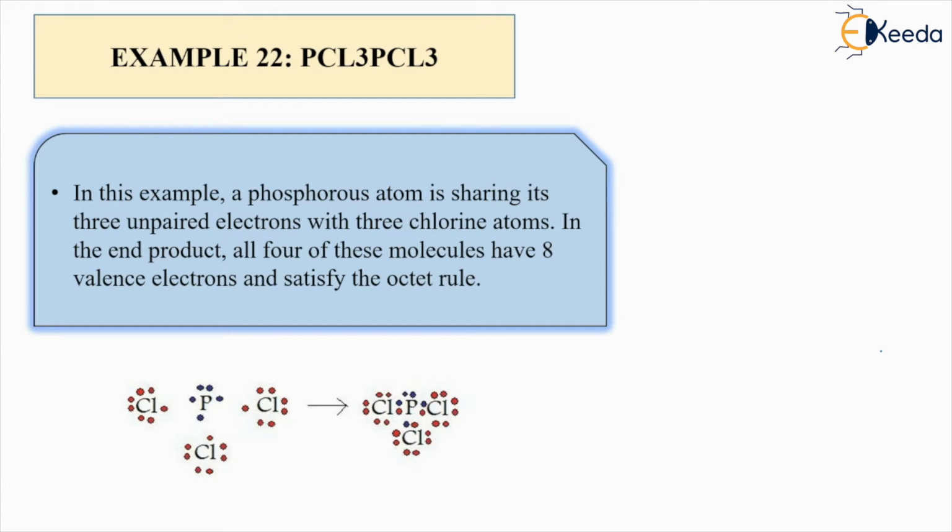Over here we have an example. In this example we have phosphorus as the atom which is sharing its three unpaired electrons with chlorine. If we look over here, we have phosphorus and this chlorine will make one bond. Phosphorus and chlorine will make another bond. Phosphorus and chlorine will make a third bond, eventually forming PCl3. In the end product, all four of these atoms have 8 valence electrons to satisfy the octet. So at the end, one phosphorus and all three chlorines are happy and stable because all of them have attained an octet just by sharing electrons.